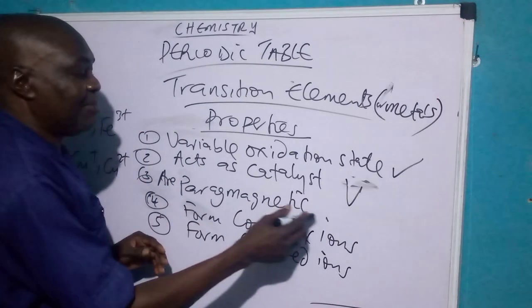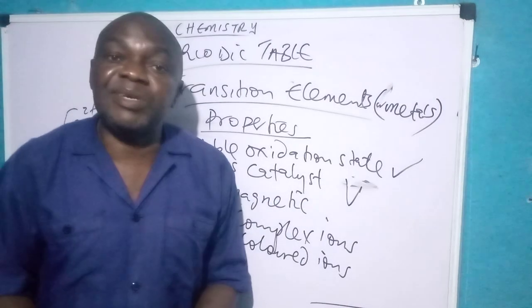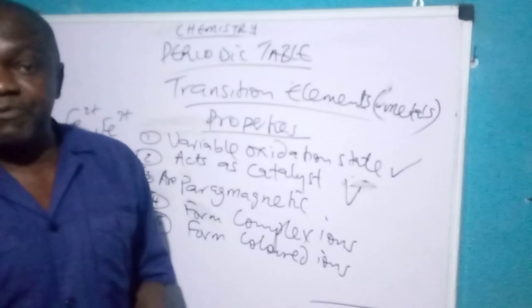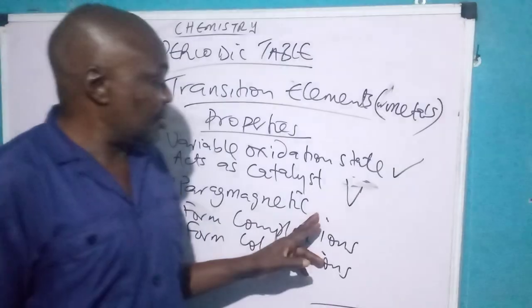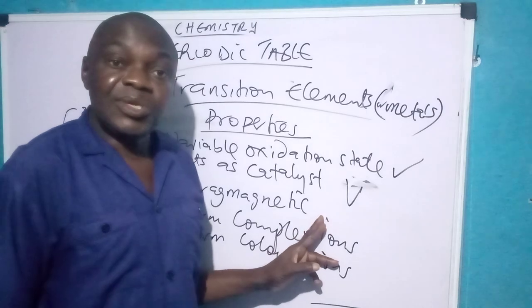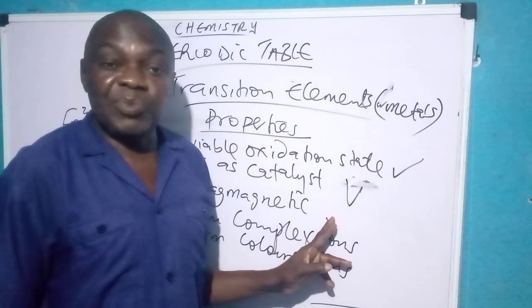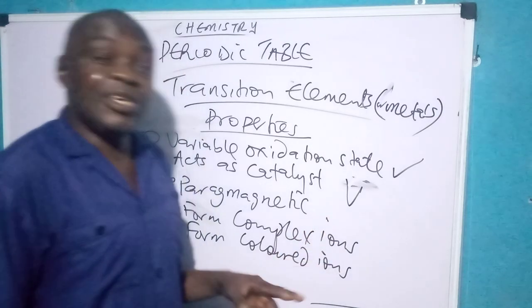Then they are paramagnetic. Paramagnetic means they can be attracted to a magnetic field. If they are diamagnetic, they have paired electrons. So this one has unpaired electrons, so they are paramagnetic, making them attracted to a magnetic field.